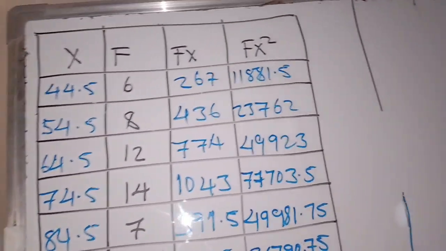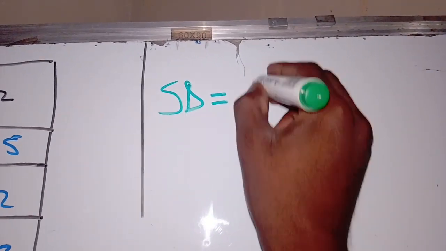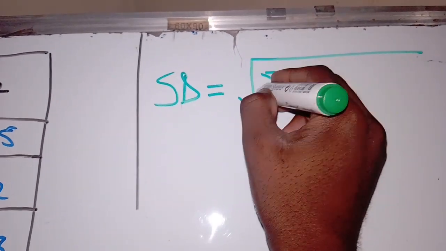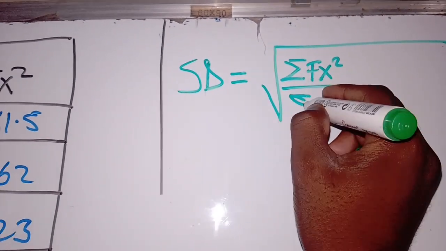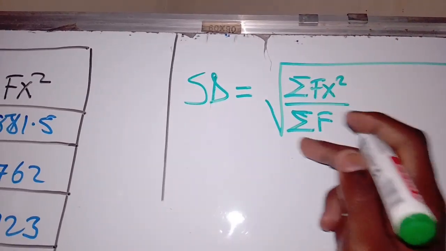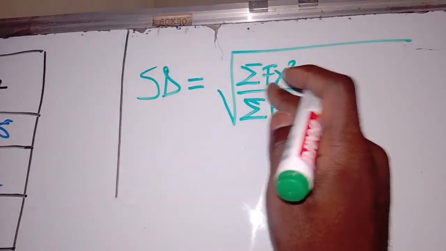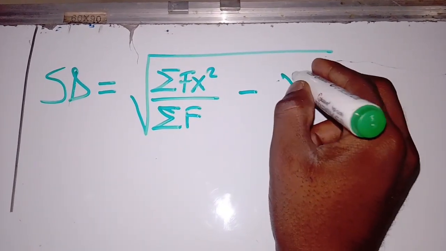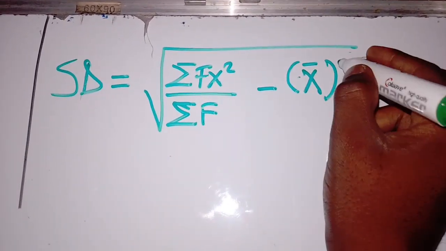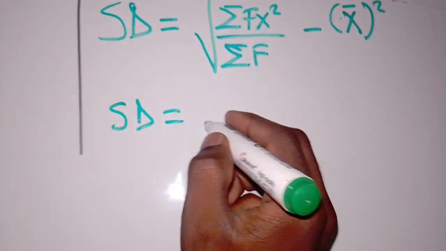For standard deviation, let's apply the formula. SD, or just S, is the square root of the summation of fx squared over the summation of f. Remember, only this, and then after that, minus. We are dividing this, not everything, so this should end here, not continuing from there. And then here, the mean, which is x bar, and you have to square the mean.